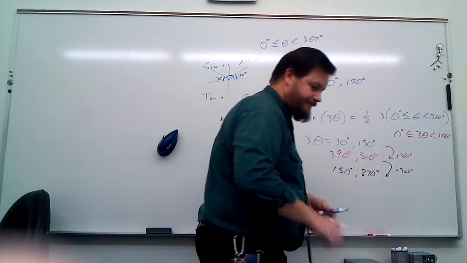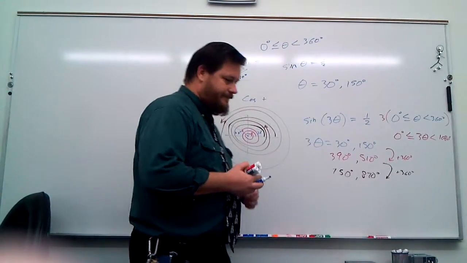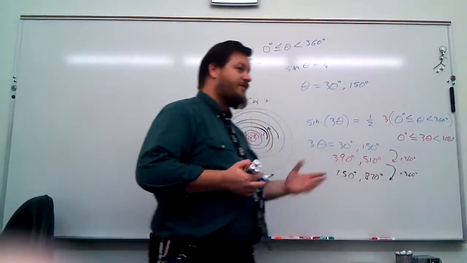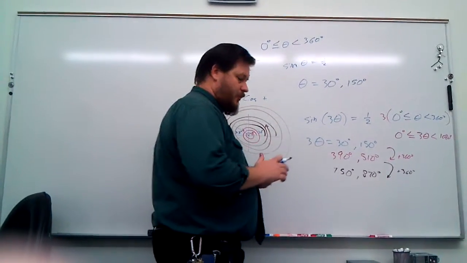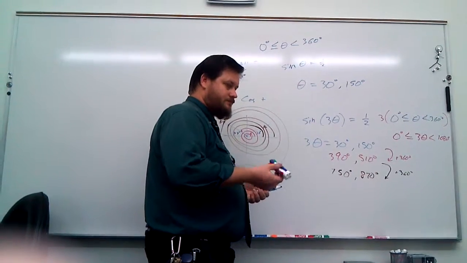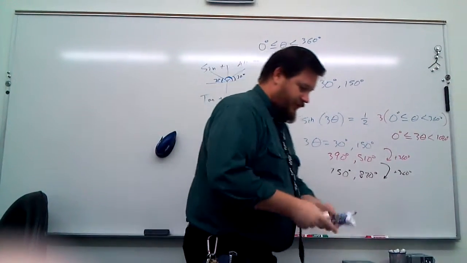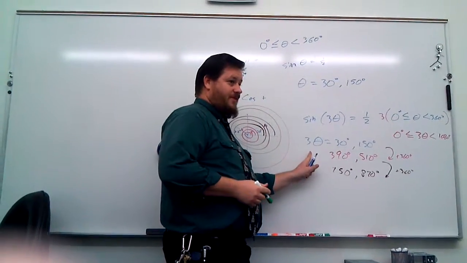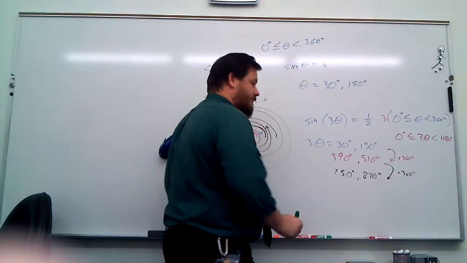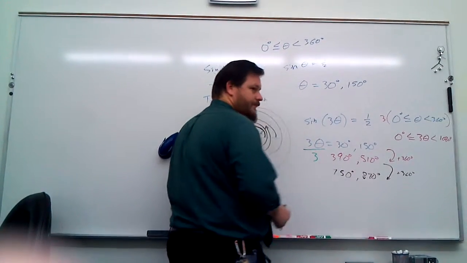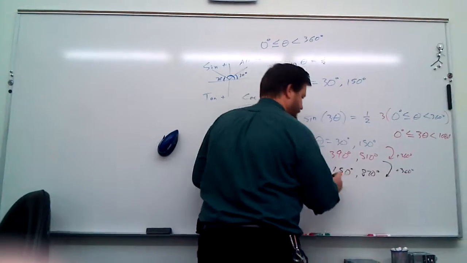But what are we solving for? What's the variable? The variable is theta. We need to solve for theta. So we got 3 theta could equal any one of these 6. We need theta, so we need to divide by 3, which means we need to divide all of this by 3.